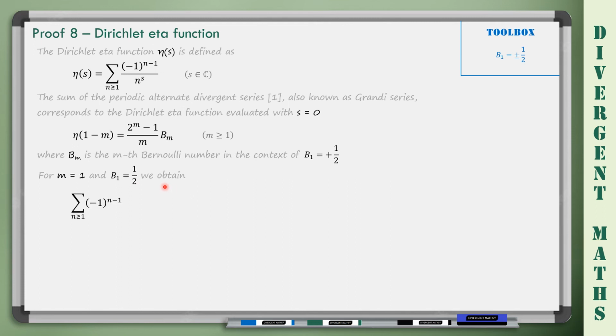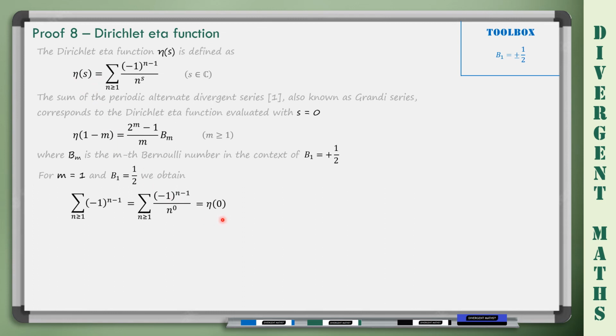What do we get? The sum from n equal 1 to infinity of (-1)^(n-1) is equal to the sum from n equal 1 to infinity of (-1)^(n-1) over n to the power 0. Again, it's a trick that we write the denominator as n to the 0 power. Now, if you look at this formula and compare it to the definition of the Dirichlet eta function, you realize it's the same thing for s equals 0. Therefore, that expression is nothing else than eta at 0.